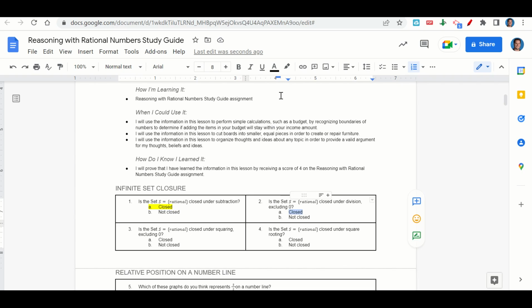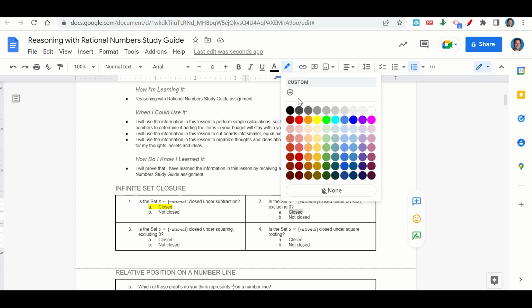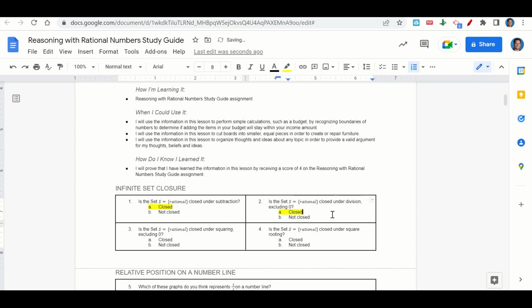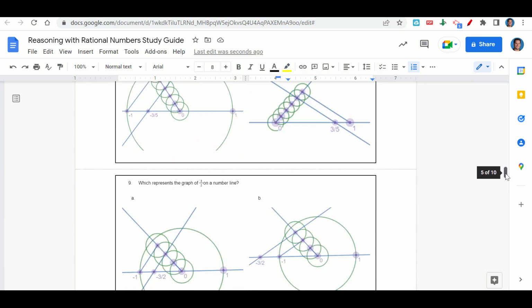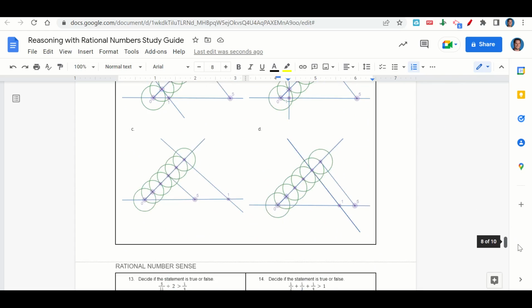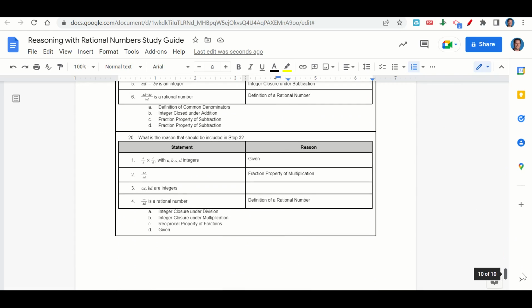So we're going to highlight that. We're going to go here and click to highlight it yellow. And we'll do that for each of the questions here. So we'll highlight the correct answer all the way until we get to the end.